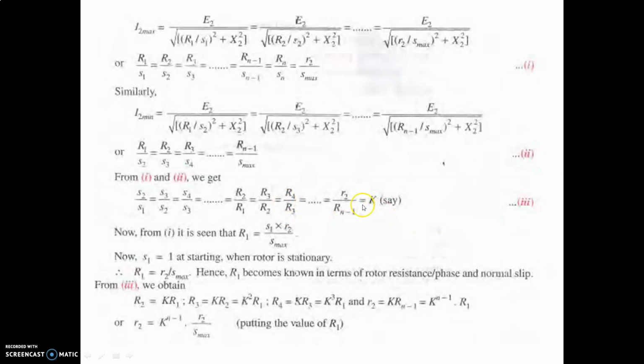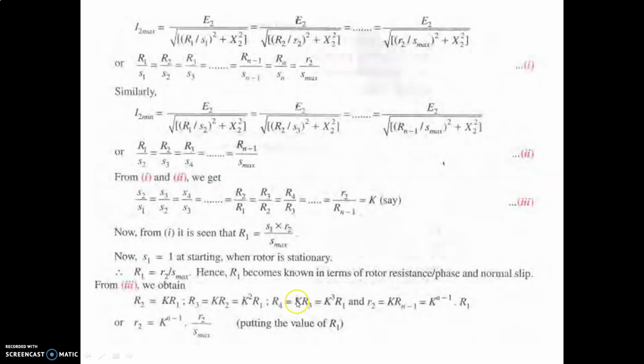So then what is R2? From equation 3, R2 is equal to K multiplied with R1, R3 is K multiplied with R2, and so on. So R3 is K into K into R1, so it is K square into R1. So all the starter step resistances are going to be written in terms of the known value of resistance R1. So R2 is K into R1, R3 is K square into R1, R4 is K cube into R1.